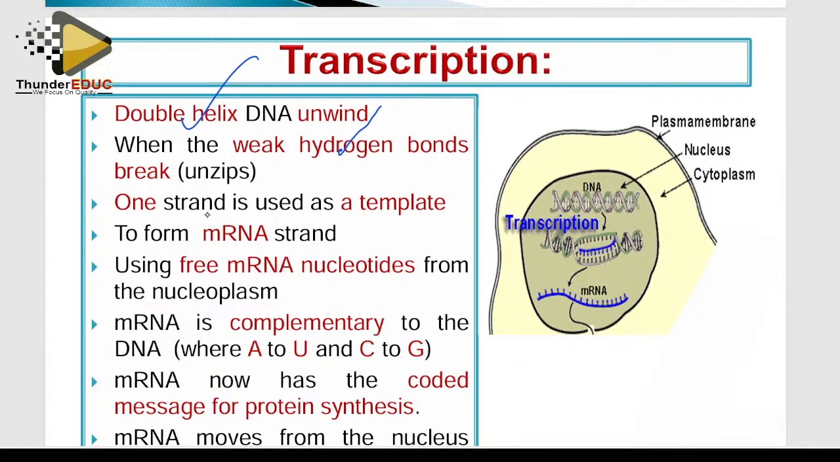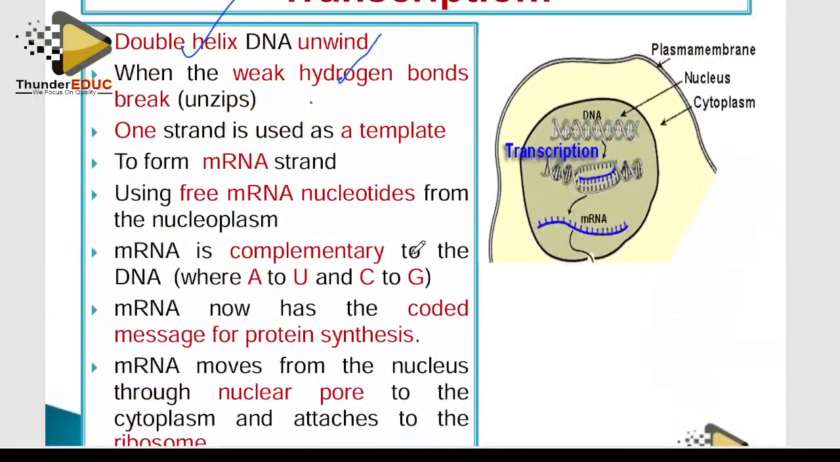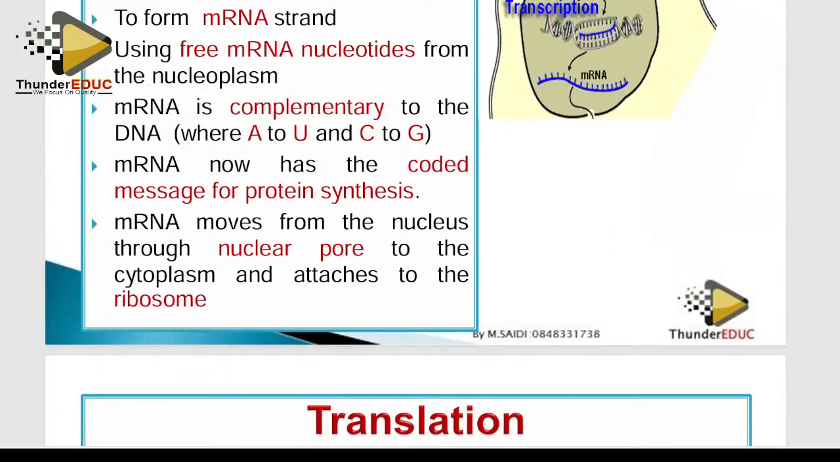Then one strand is used as a template. Here I used a different version. It forms two separate strands, and one is acting as a template. So you have to describe it. They want only 4 points from there, and then you get it right.